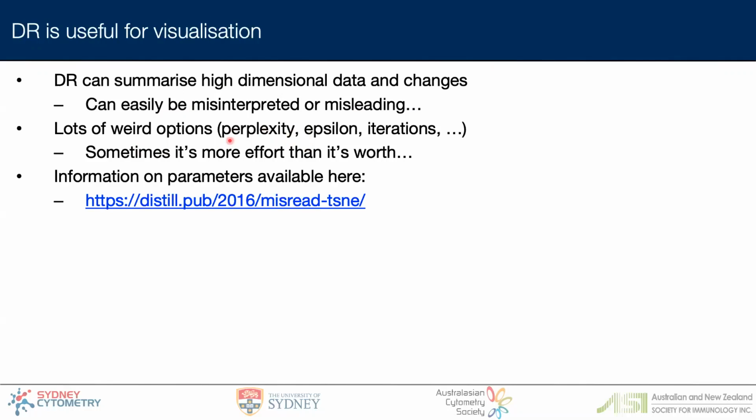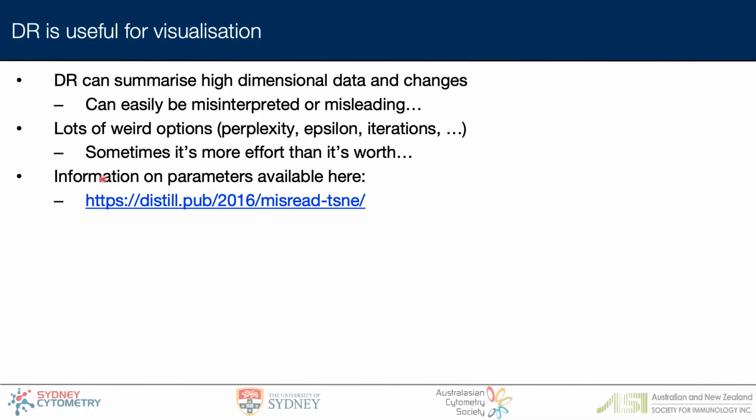t-SNE in particular has a lot of really bizarre options. And this is where, as I mentioned before, you can spend time trying to optimize these kinds of things. There is, for instance, OptSNE available as well, which in theory can just run through a lot of these options to try and pick the most ideal one. But this is where sometimes it is more effort than it's worth.